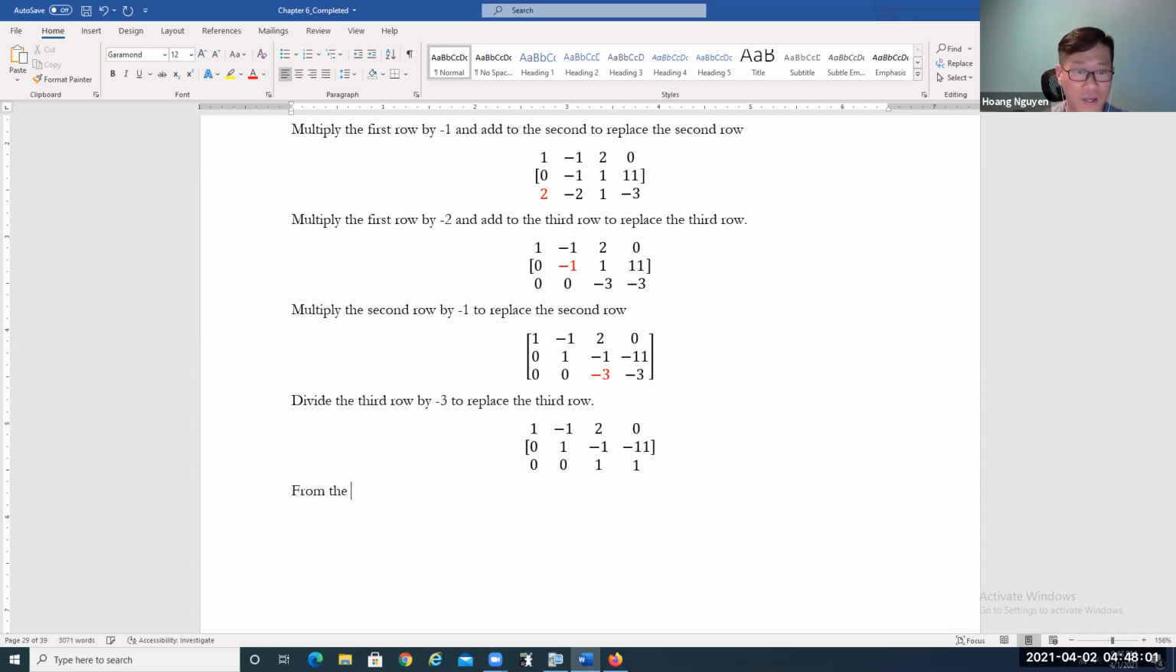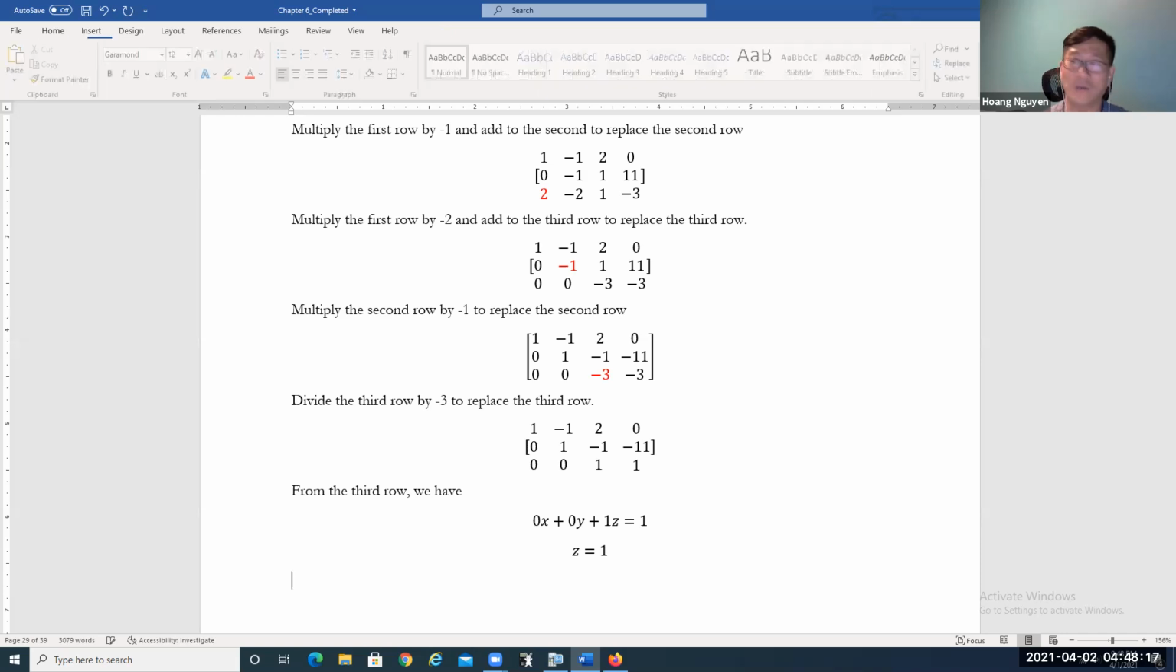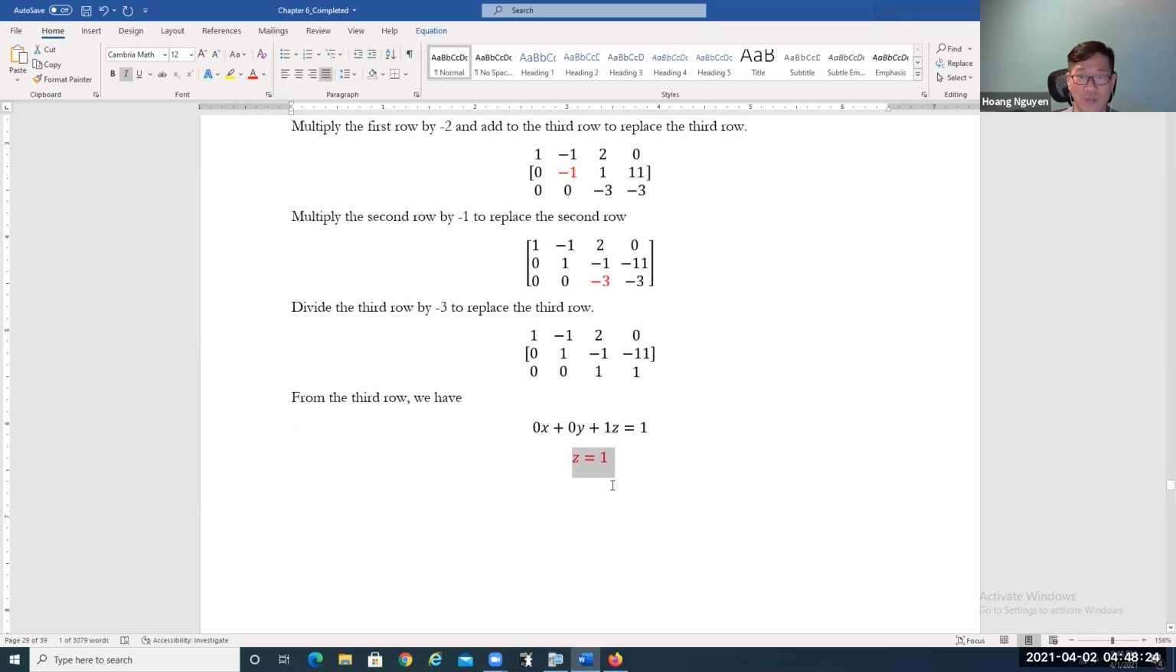From the third row, we have 0x plus 0y plus 1z equal 1. Or actually, we have z equal 1. So we have the solution for the variable z. Now what do we do next? After we got the solution for variable z, we substitute into the second equation and solve for y.